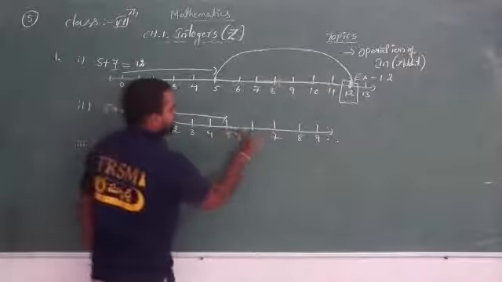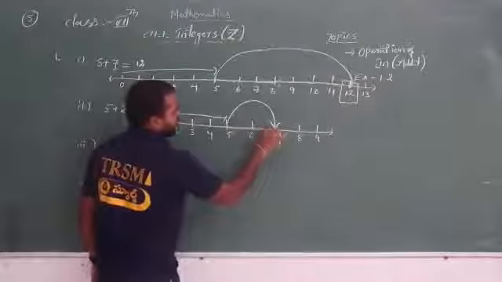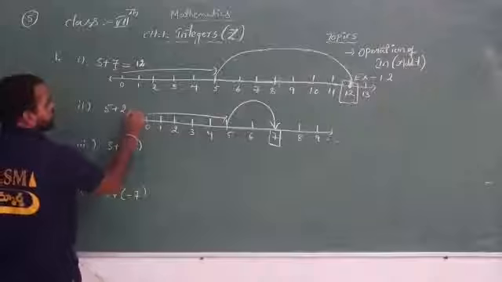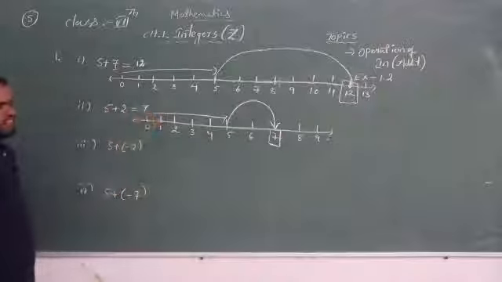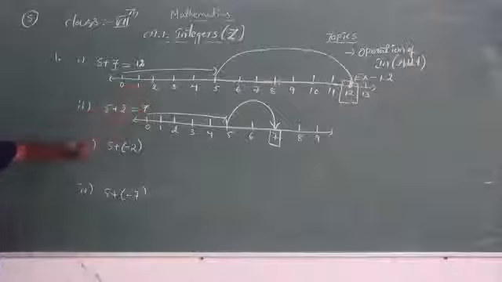So it means 1, 2. So it is nothing but here it will come. So it is nothing but what? 7. So 5 plus 2 is nothing but 7. So the answer is 7. Like this we have to represent the addition on the number line.